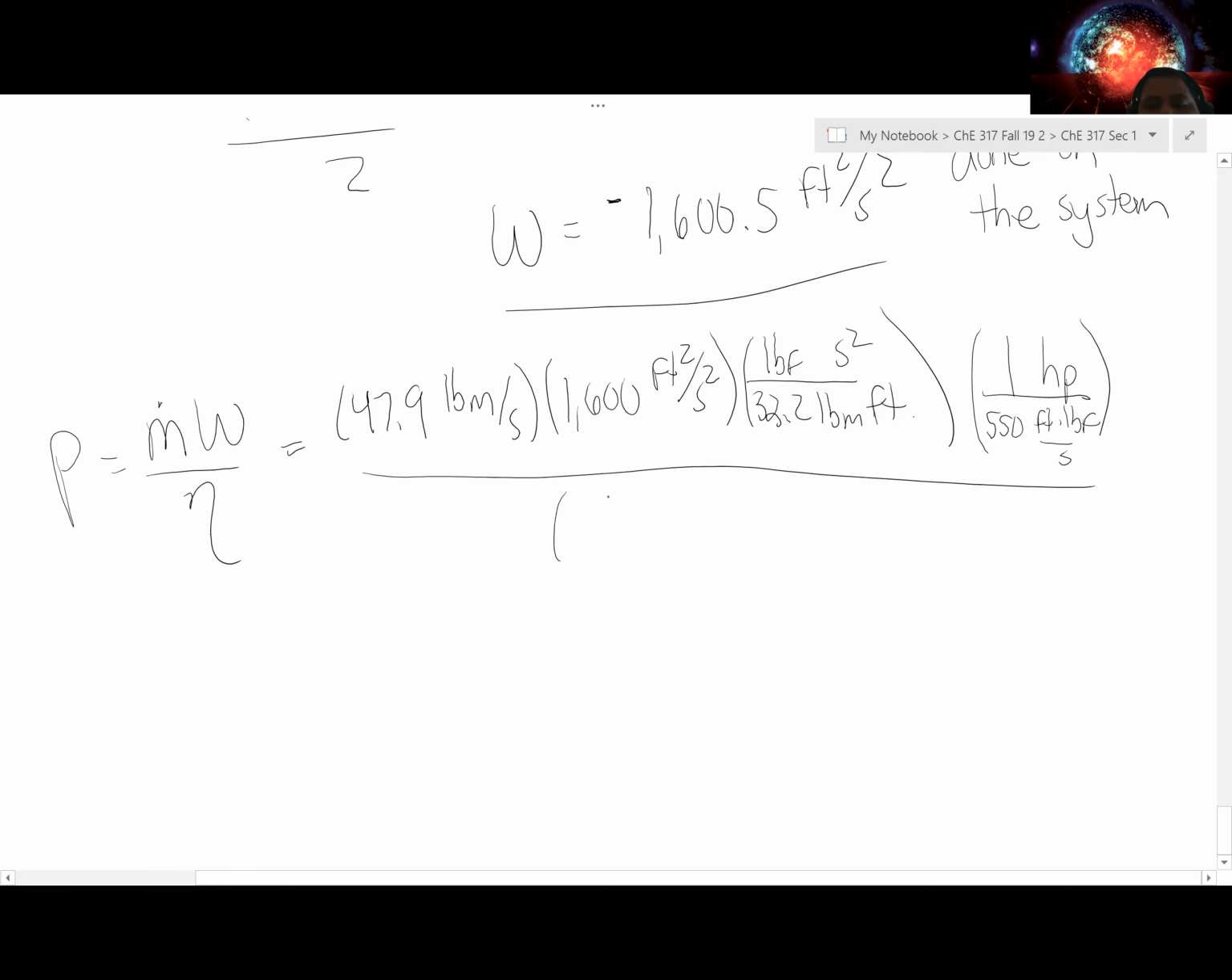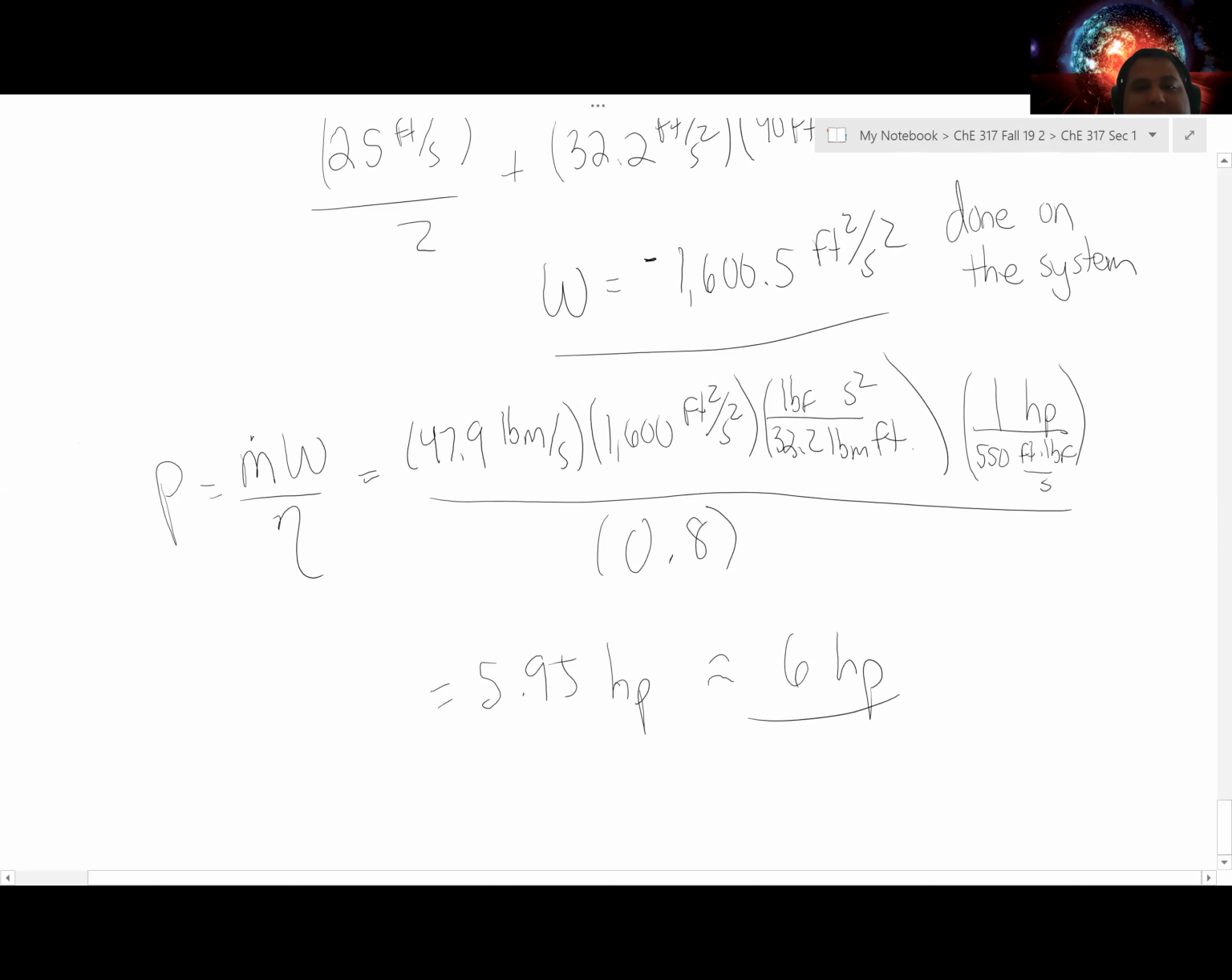And if you want, we can assume an efficiency. I'll say it's 0.8 for good measure. So I do this calculation, and I'm sure it's going to be a fairly large pump. Yep, it's going to be 5.95 horsepower, which I would say it's a 6 horsepower pump and be done with it. So it's pretty beastly.